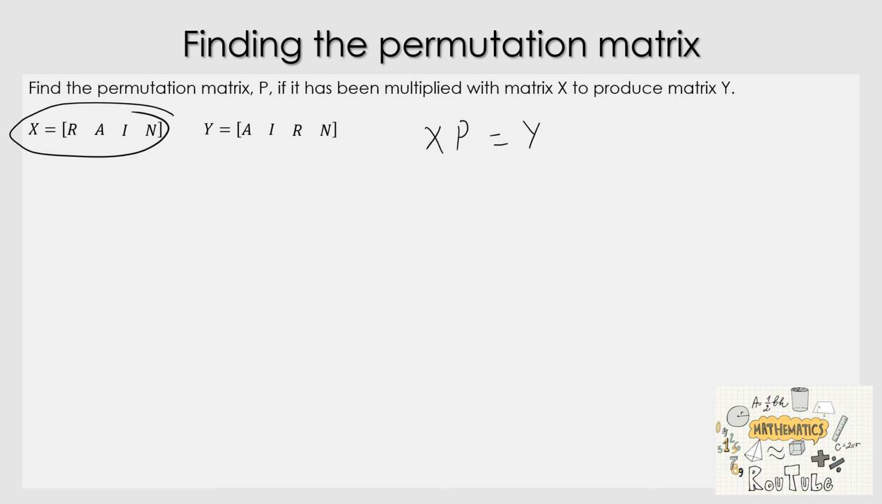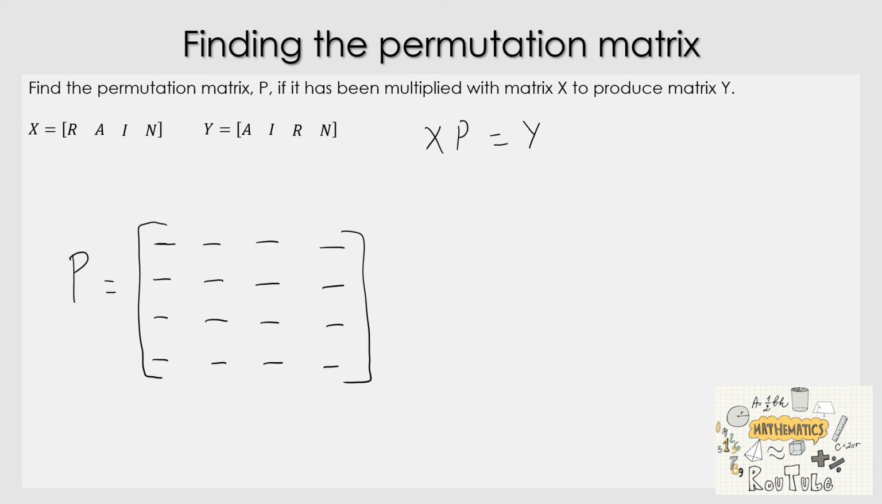So we've got X, we've got Y, we just need to find P. Now, because matrix X is a 1 by 4, we hopefully know that the permutation matrix is going to be a 4 by 4 matrix. So I'll set up a 4 by 4 matrix and leave it blank, and we'll fill it out in terms of the zeros and the ones. I've just drawn up a 4 by 4 matrix with some lines underneath so we can see that there should be 16 elements, 4 rows and 4 columns.